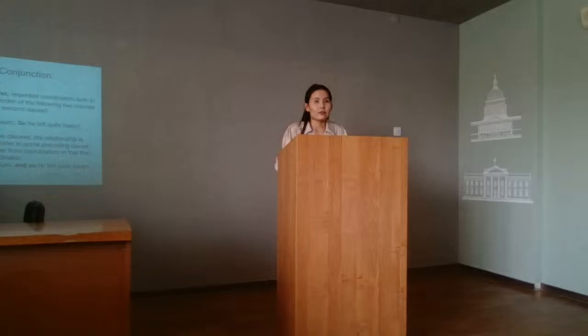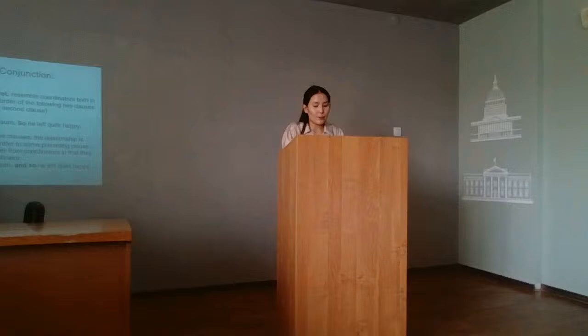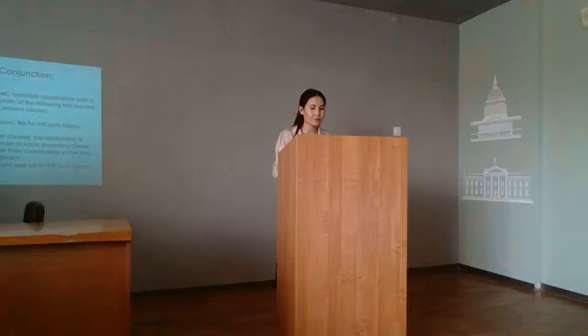Conjunction and conjunct: the difference. Conjuncts, for example so and yet, resemble coordinators both in being connectives and in the order of the following two clauses. With the conjunct so, the order of the second clause is fixed. For example, we paid him a very large sum, so he left quite happy. Also, we paid him a very large sum, and so he left so happy. And so is a conjunct.